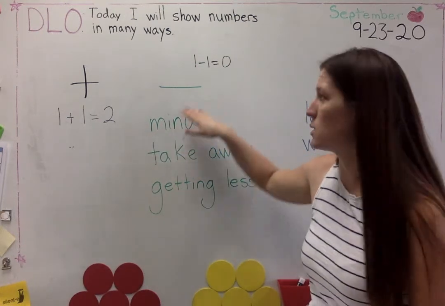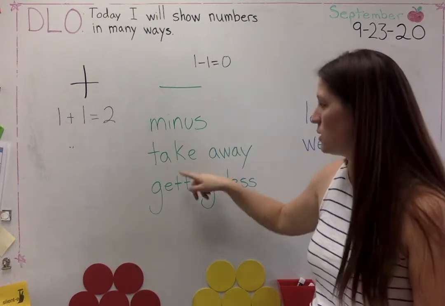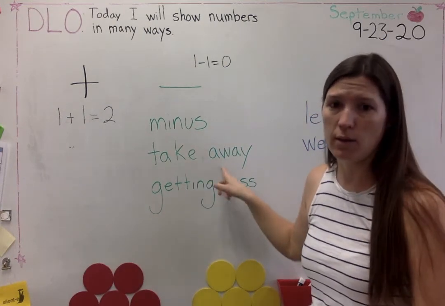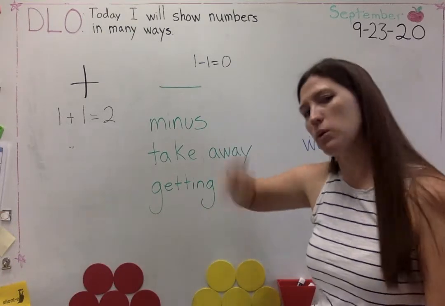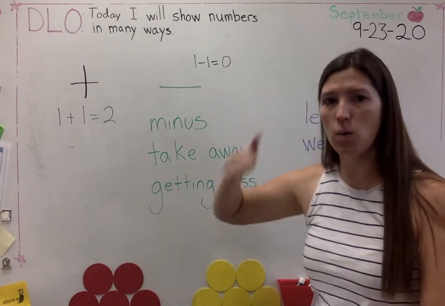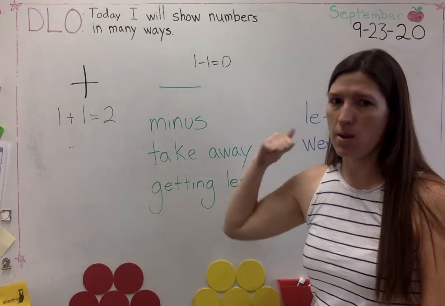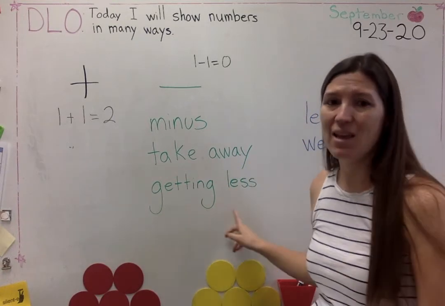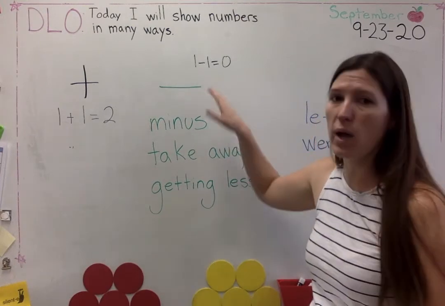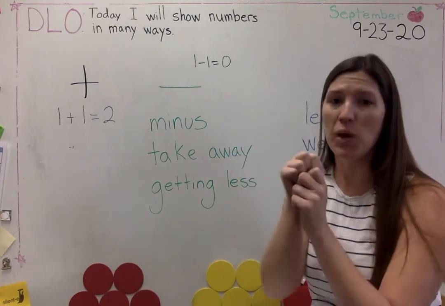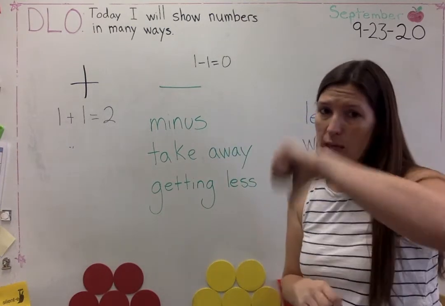I want you to say minus, minus. Say take away, take away. But I do this with my thumb. So take your thumb and like you're throwing something out that you don't need anymore. Say take away, take away. Say getting less, getting less. When we take something away, you don't have as many anymore. You have less. Getting less.